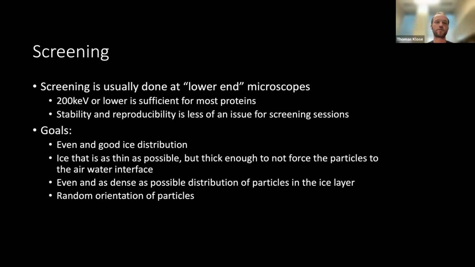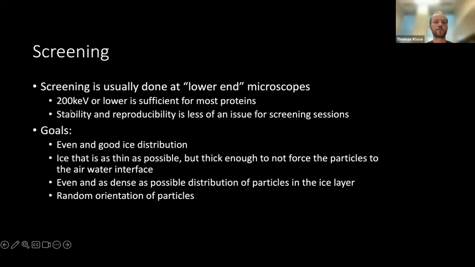And it is usually easier to get samples in and out of these less busy instruments. What I mean by lower end microscopes is that they're usually at an acceleration voltage of 200 keV, or these days there are actually instruments on the market that are at 120 keV. These acceleration voltages are sufficient for screening most protein samples, and they also are usually less expensive than the higher end microscopes.